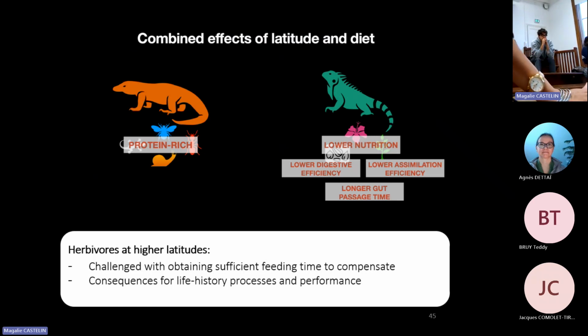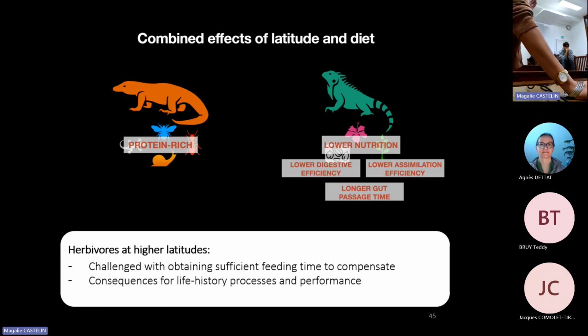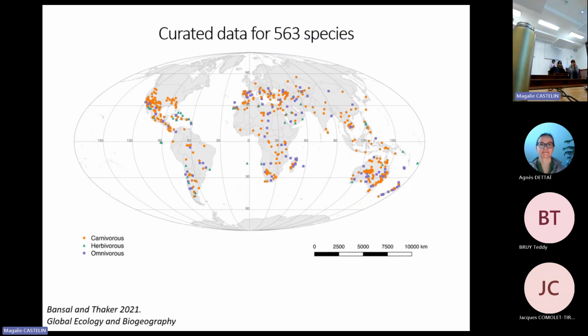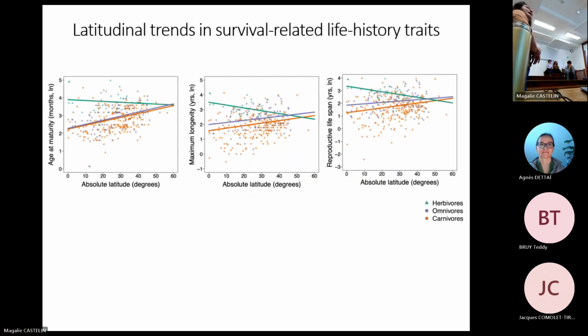And that herbivores are going to suffer in terms of life history traits at colder temperatures than carnivores. So we curated data for 563 species that had diet info that we could classify as carnivore, omnivore, and herbivore. And those are the colors that are there. Carnivores are orange, herbivores are green, omnivores are purple. But it also needed to have all the life history traits that we're interested in. And so this is our data set.